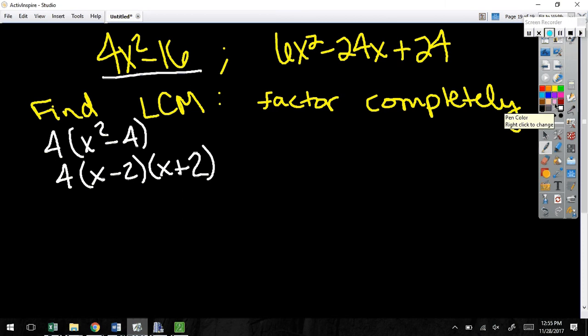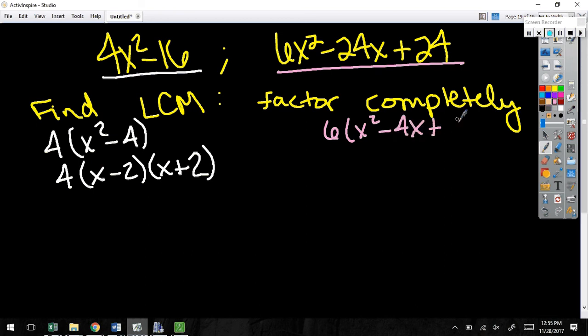All right, let's look at this one. Juliana said take 6 out of everything, and she's right. It would be 6x squared minus 24x plus 24. Can you factor that any further? Yep. It's a perfect square trinomial: (x minus 2)(x minus 2).